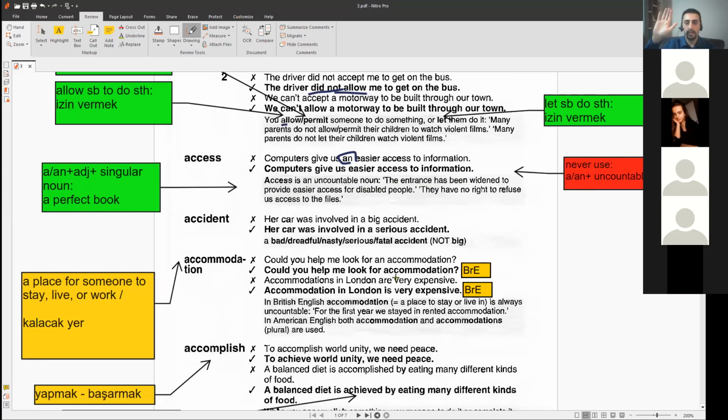Disabled people, who can say the meaning of disabled people? What is disabled people? No ideas? Engelli. Right, exactly. Disabled people are the people who have problems in their bodies, yes. And they have no right to refuse us access to the files.